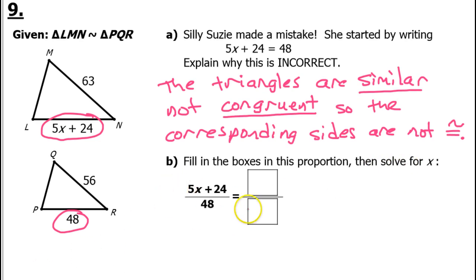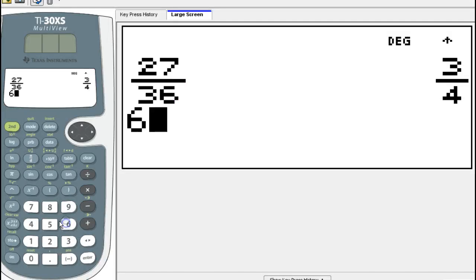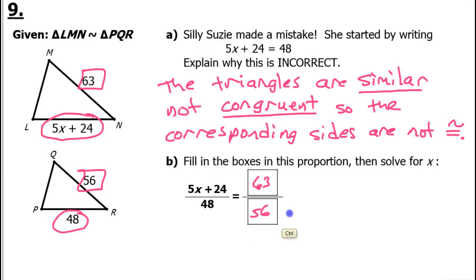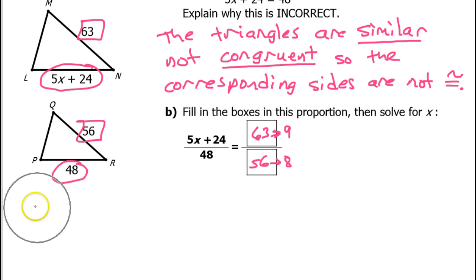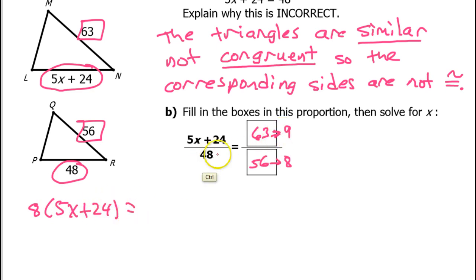All right, so in number 9, we should have had 5x plus 24 over 48, and of course that's going to equal 63 over 56. And I always like to reduce these. So, of course, 63 over 56 is 9/8. Okay? So when I cross multiply, I'm going to be doing 8 times 5x plus 24 is equal to 9 times 48.